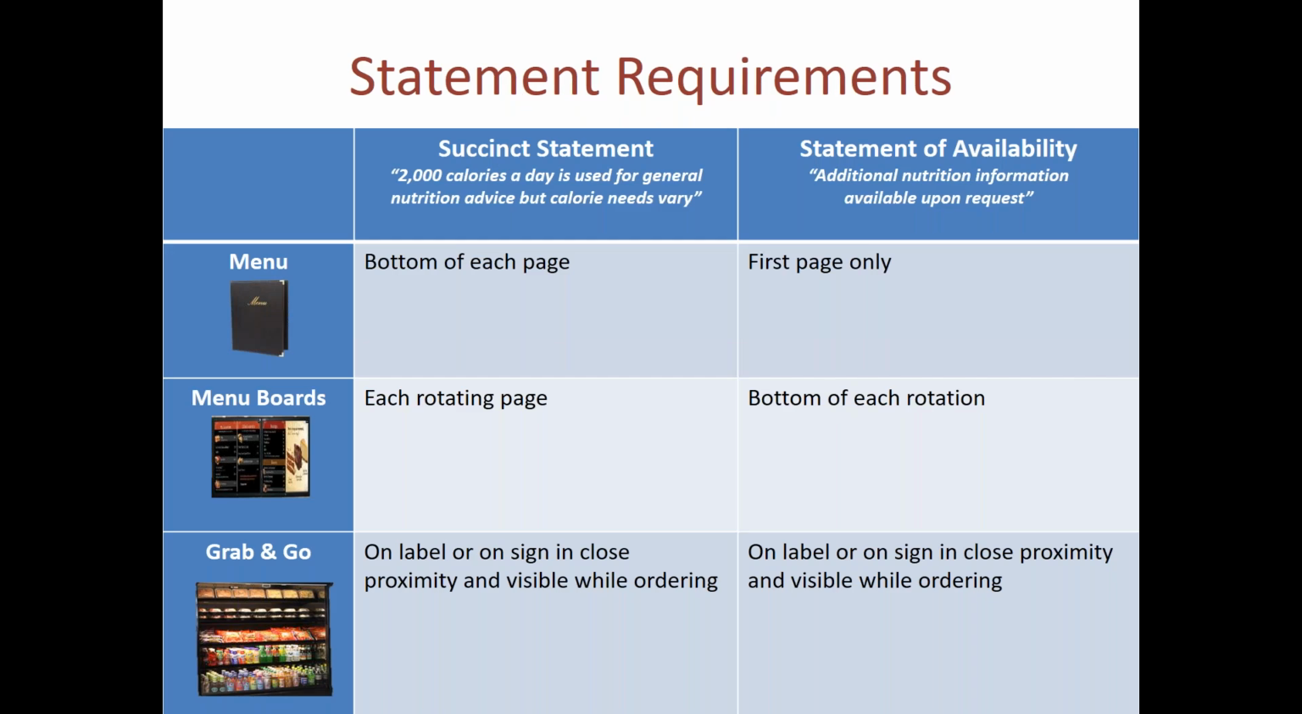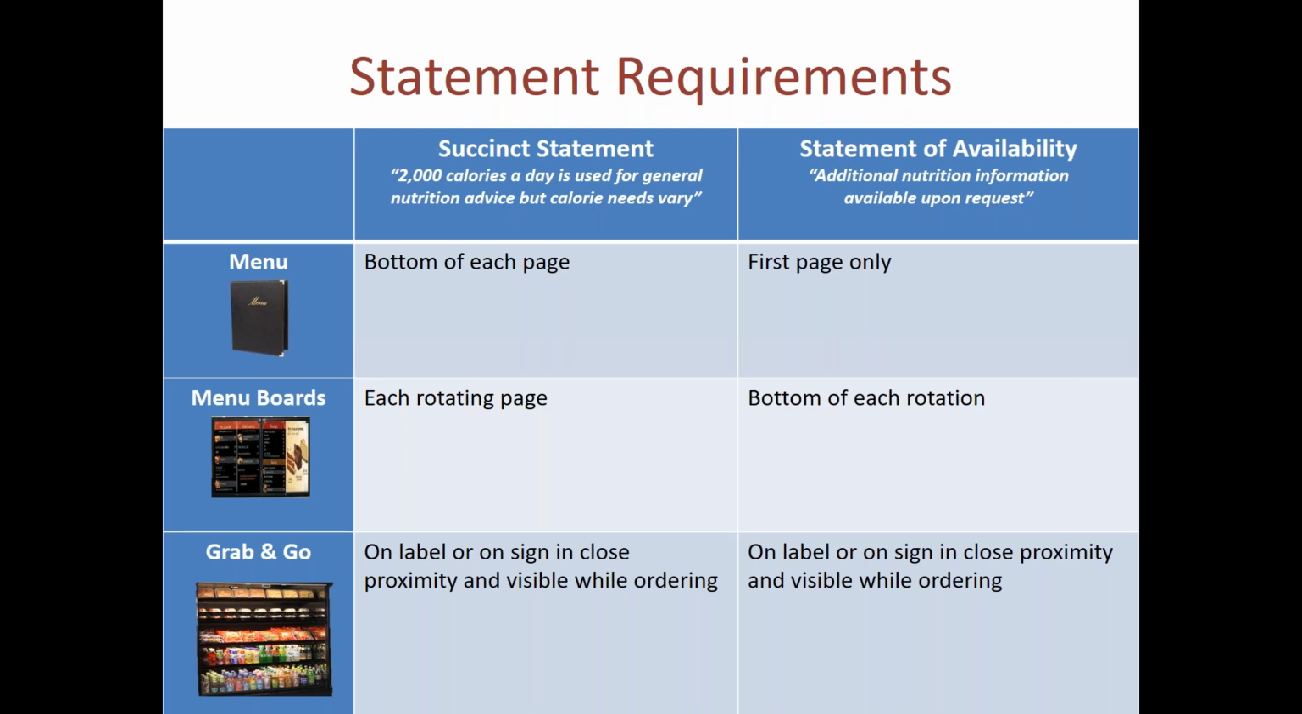In addition to calories, there are two statements that are required on either the menu or menu boards. The first is called the succinct statement, which is a 2,000 calorie a day statement, and it needs to be on a menu on the bottom of each page. It can be on menu boards at the bottom, but if it's a display menu board that's digital that rotates, it needs to be on every single page. For grab and go, it can be on the package label or on a sign that's close to the item and visible while the person is either making the choice or ordering.